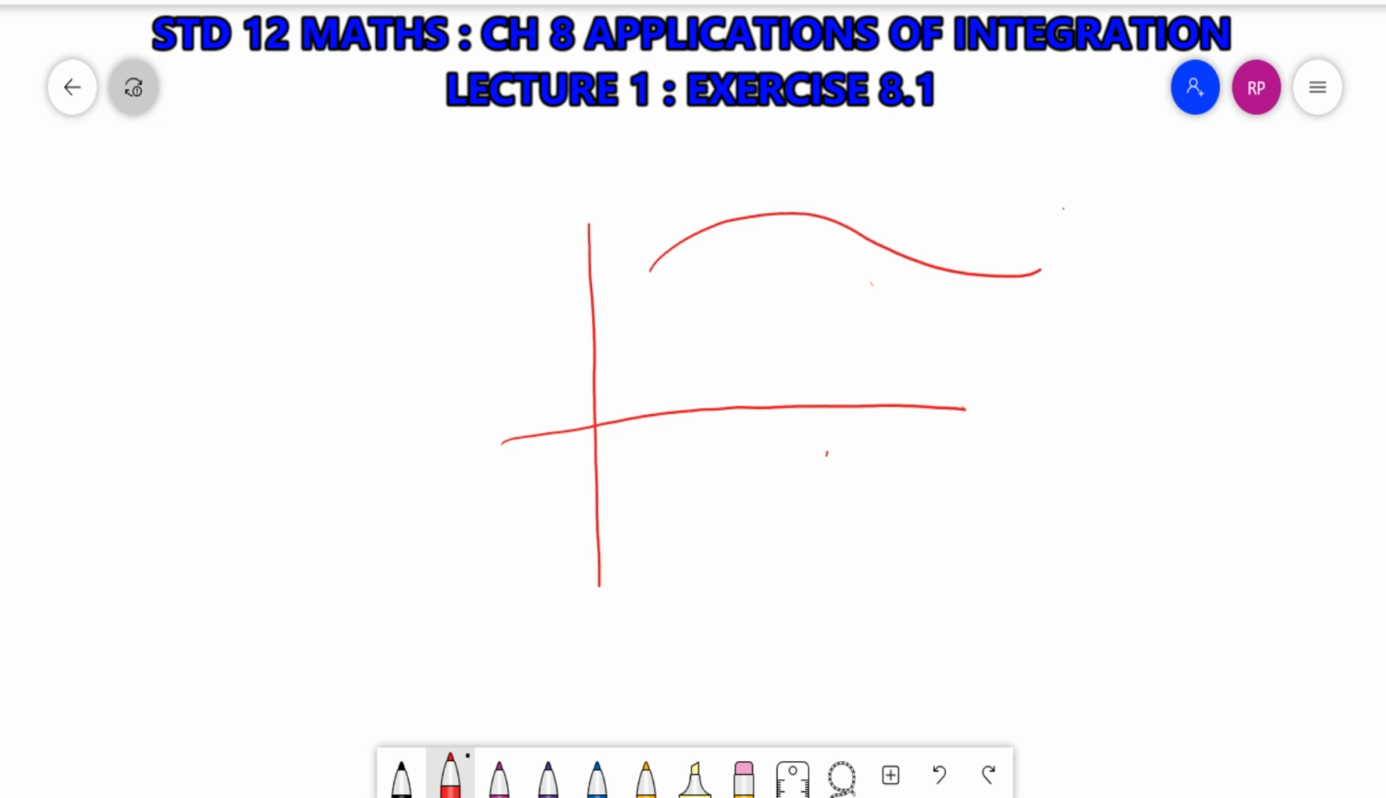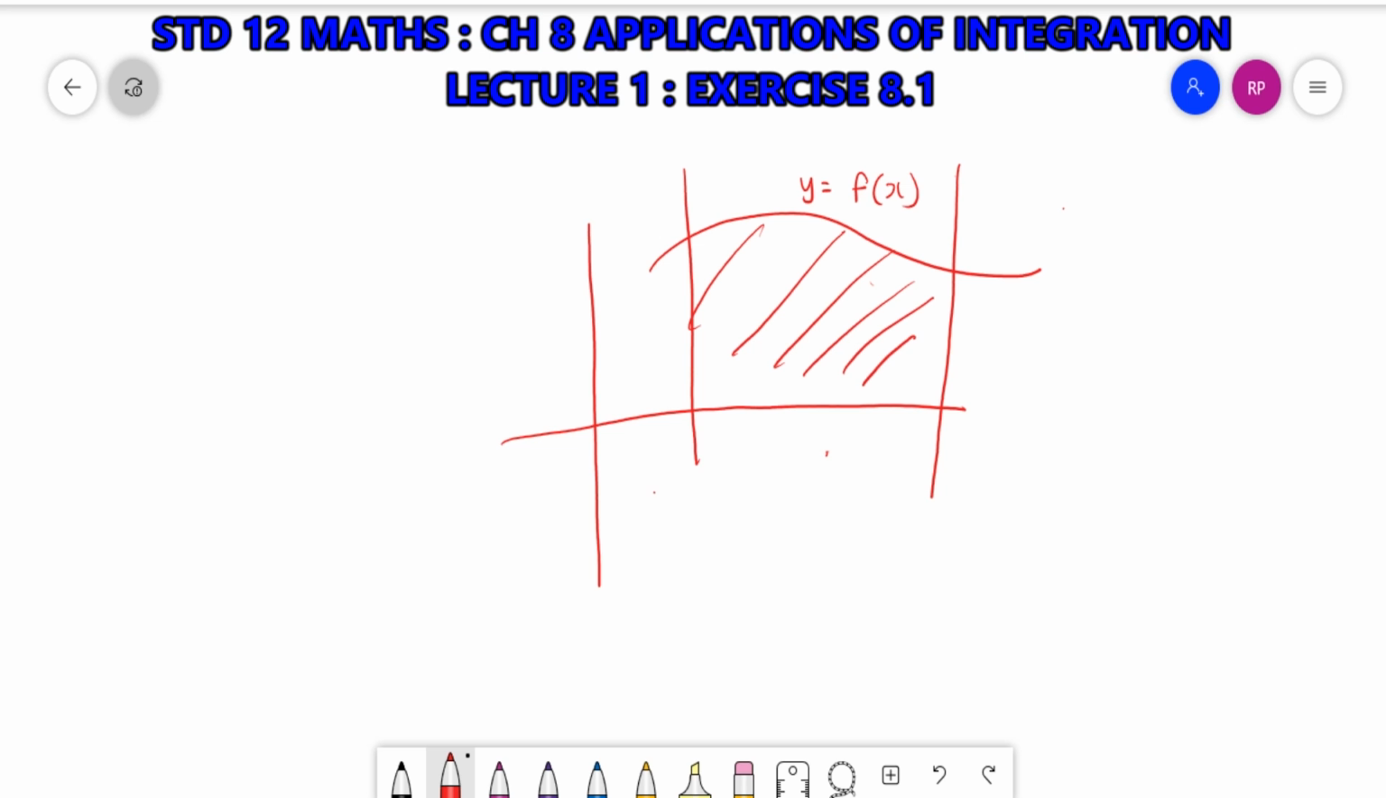This is the given curve. Let's say it is f of x, y equal to f(x). If you have to find out the area, let's say we have to find out this area. Here it's x equal to a and this line, let's say x equal to b. So you have to find out the area under the curve between these two lines, x equal to a and x equal to b, and between the curve and x-axis.